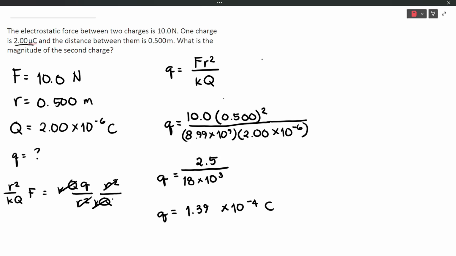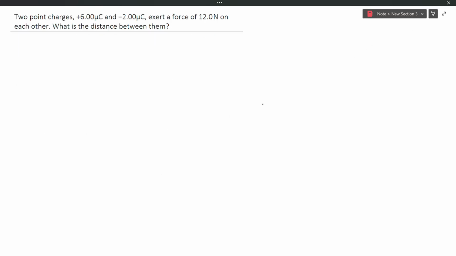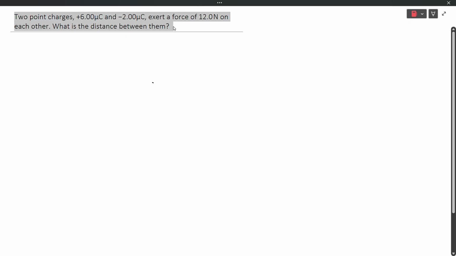Therefore, the magnitude of the second charge is 1.39 times 10 raised to negative 4 Coulomb. And that is the answer to our problem. Let us now proceed to the last problem that we're going to discuss today. So let me just put this here. Lipat lang natin siya sa baba para makita natin.